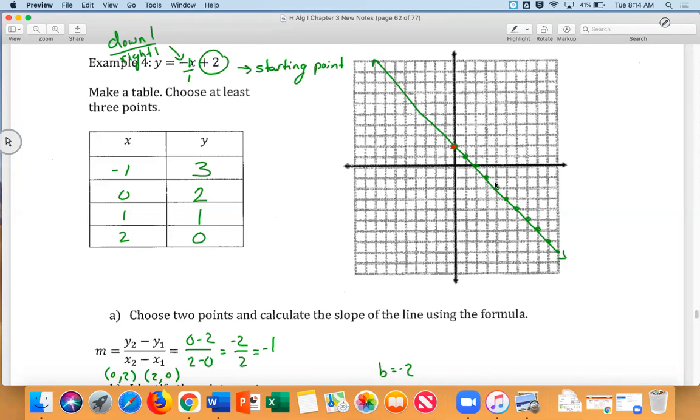So you can see those points. (-1, 3) is on my line. (0, 2) is on my line. (1, 1) and (2, 0) were all on my line. I went through, verified my slope and my y-intercept. So I'm good to go.